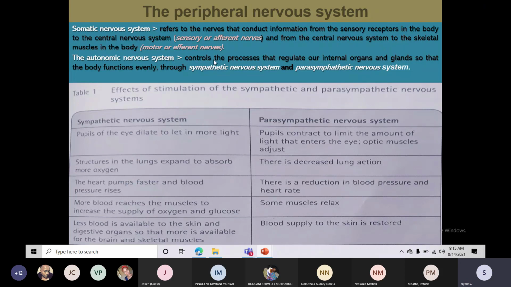The autonomic nervous system controls the process that regulates our internal organs and glands, so that the body functions evenly through the sympathetic and parasympathetic systems. For instance, when you see danger, or when something stimulates you, what happens to your body? Your heart rate will be high. Your blood vessels will be high.